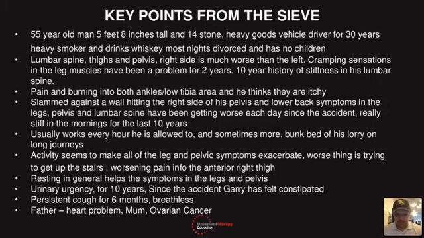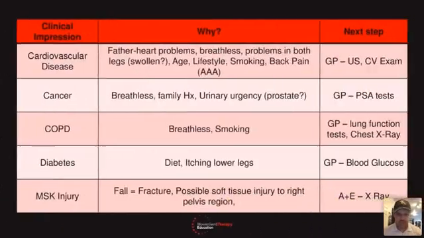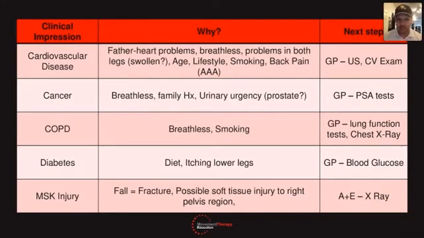Okay, so we take all of that information and we try and sift through all of the clues in there, and then we came up with this. Okay, so this is filled in a little bit more detail based on some of the things that you guys have said as well over the week. So these are the clinical impressions on the left-hand side. So we could have some kind of cardiovascular disease because of his father's heart problems.